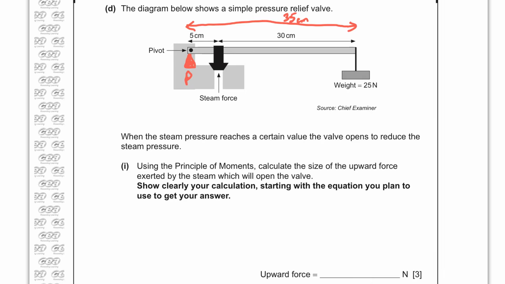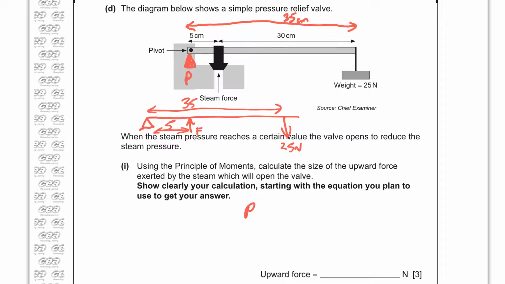So you should always be thinking about doing that, or indeed redrawing the problem with only the distances that you're interested in. So you've got an upward force there at 5, you get a downward force there at 35. So sometimes redrawing the diagram helps you to not make a mistake when you're doing your moments problem.